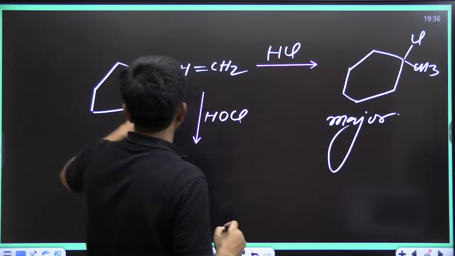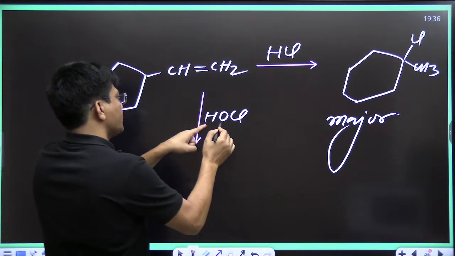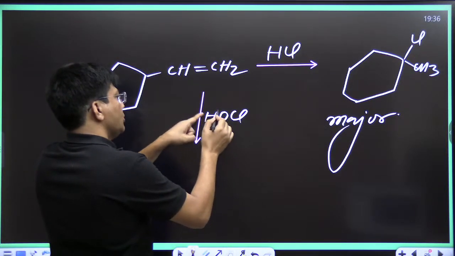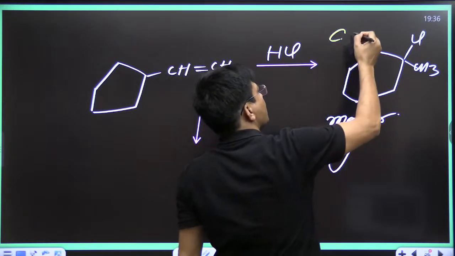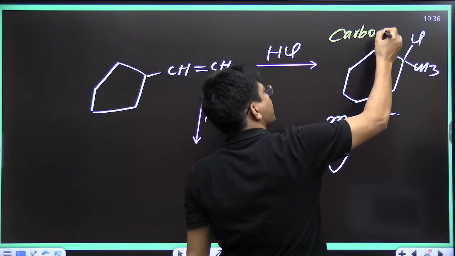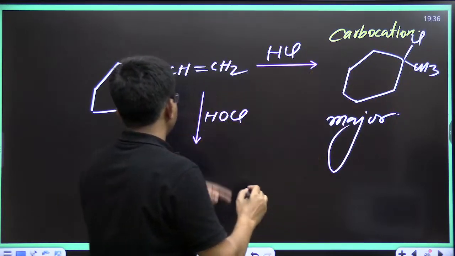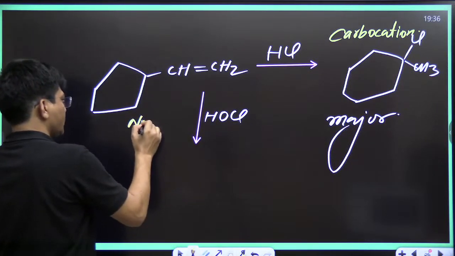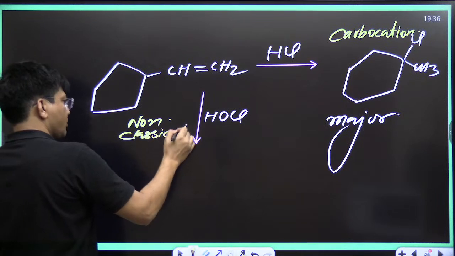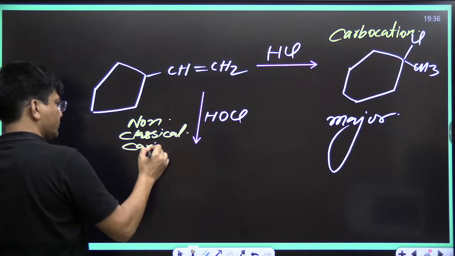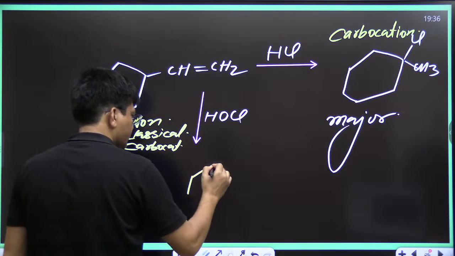Major, but here no ring expansion can take place because this is what? This is a non-classical carbocation case. I mean, whenever a carbocation is formed, think about rearrangement. Here, a non-classical carbocation will get formed. Are you getting my points, kids? Now, here the product will be like this.